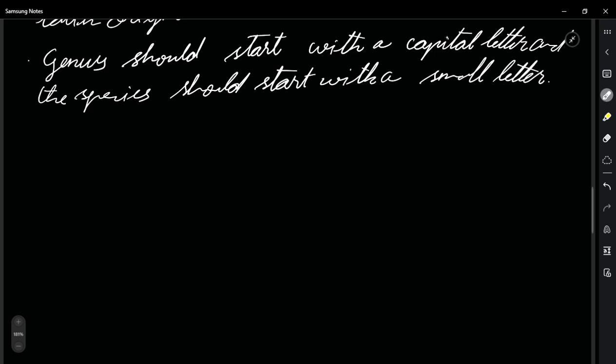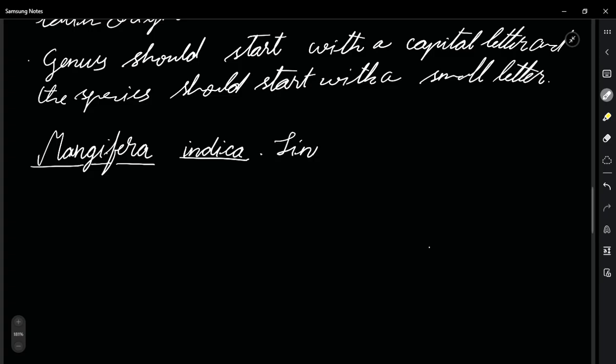So Mangifera indica can also be written as, let me write it for you, Mangifera underline small letter specific epithet indica underline dot LINN. The LINN represents the author's name. What name? The author's name. So yeah, this is what sometimes it can also be written as.